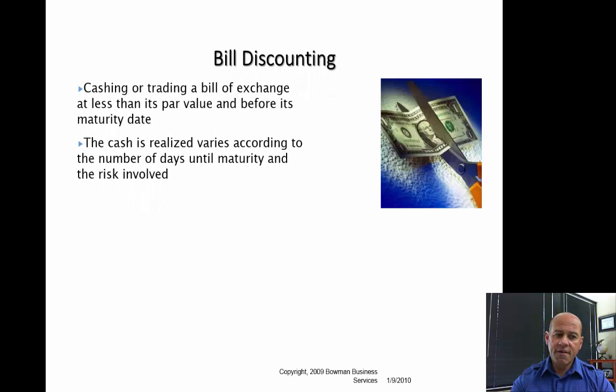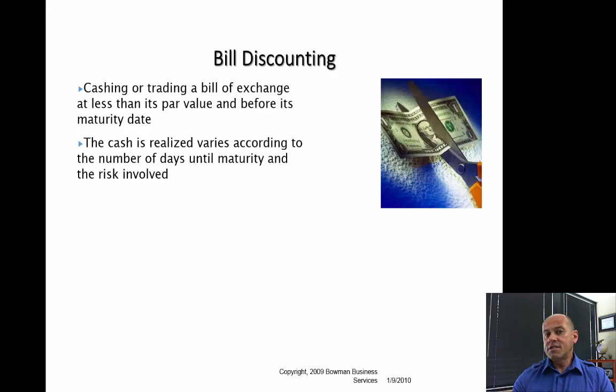Another best practice is what's called bill discounting. Bill discounting is basically cashing or trading a bill of exchange at less than its par value and before its maturity date. The cash realized varies according to the number of days until maturity and the risk involved. To explain how this works in plain English, bill discounting works on a letter of credit. Not any letter of credit, but what is called a usance letter of credit, spelled U-S-A-N-C-E. Basically, a usance letter of credit is a letter of credit with time terms built in.